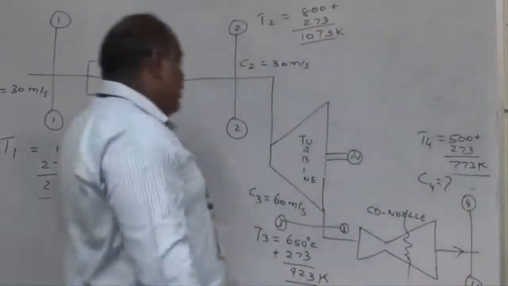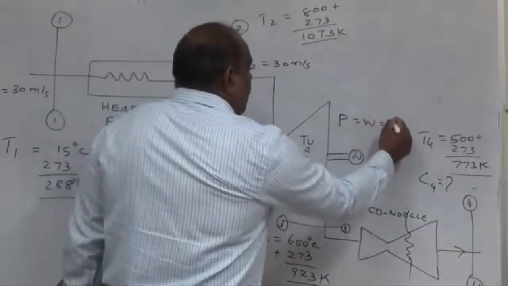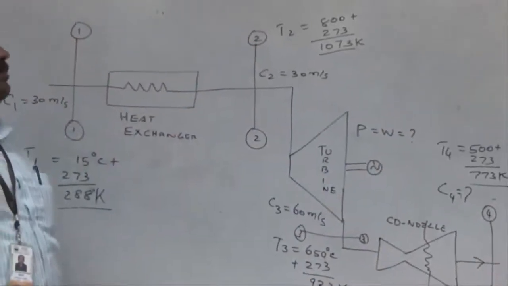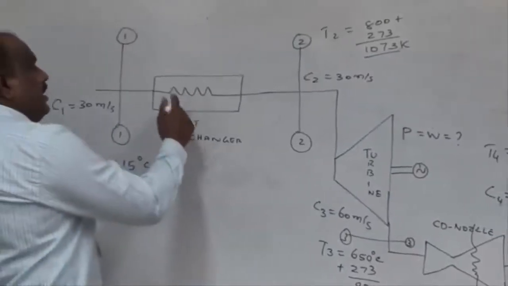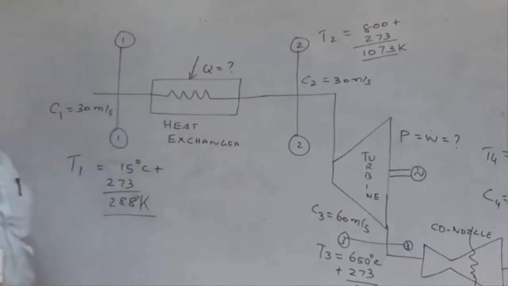Okay. Then what is the question in the turbine? How much amount of power is developed? Whenever we use dot, it is the rate, the work rate. Work rate is nothing but power. What is the question they can ask in the heater? How much amount of heat is added?